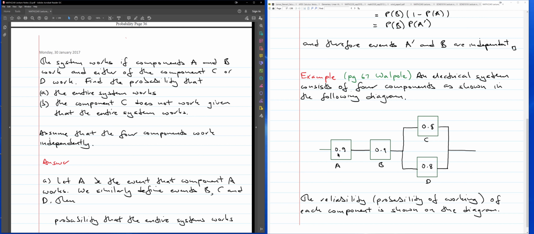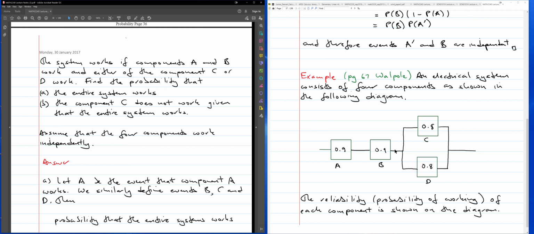Now what we want to see is overall if the system is working. This is the electrical system, so the idea is that I have current flowing. Let's suppose A is working, but B is not working. Then you have a break in your circuit, and the current wouldn't be able to flow past the B. So in order for your system to work, both A and B have to be working. That's the first thing.